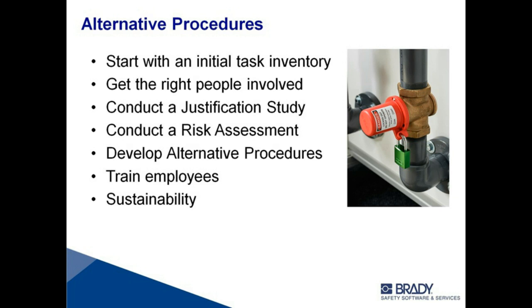So you have to start with an initial task inventory. This is a full review of how your employees are interacting with the equipment. Determine what pieces of equipment need an alternative method procedure. These tasks include all the minor servicing tasks where currently your employees are relying on some type of machine guarding to interact with the equipment, or maybe they're not currently relying on machine guarding, but they're still interacting with the equipment. But those are situations where they're not locking out that piece of equipment in maintenance, with the minor tasks that they do to support production.